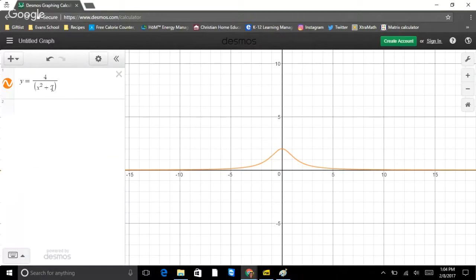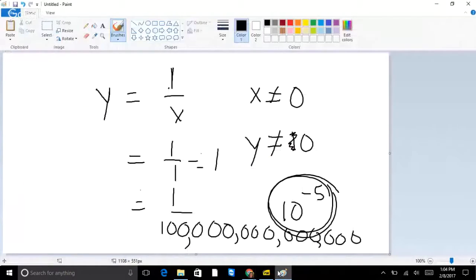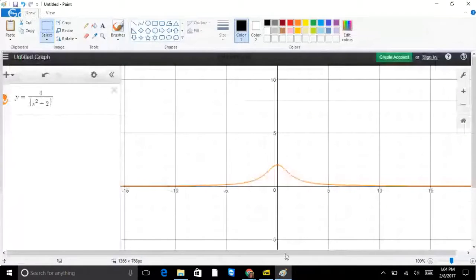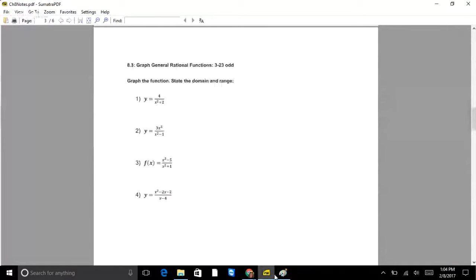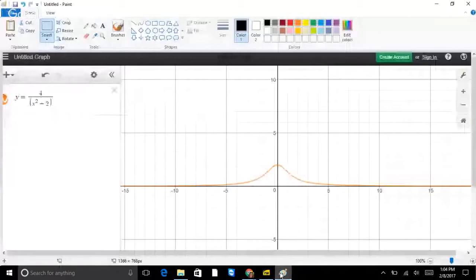What we want to be able to do is graph these kinds of functions, look at them, and observe the information about them. So for this particular one, I'm actually going to do a print screen and go back over to Paint so I can draw on here a little bit. In 8.3, graph general rational functions and state the domain and range. We've graphed this, and now we've got to think about what is the domain and the range.